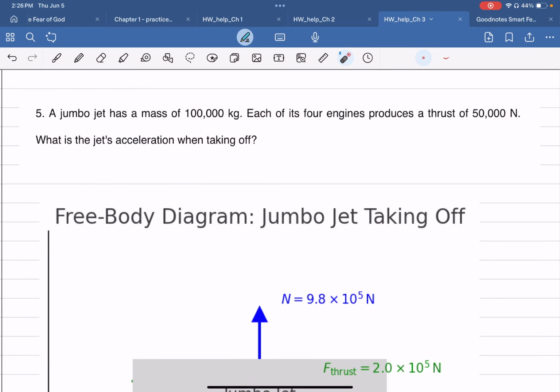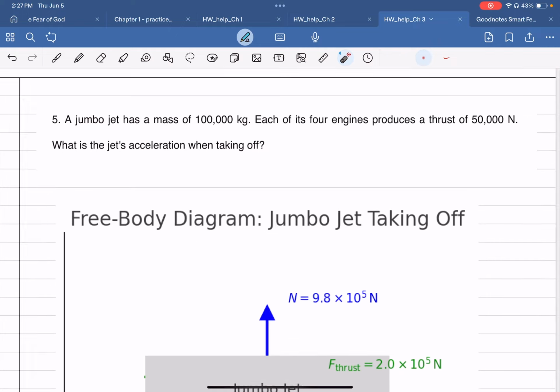Question. A jumbo jet has a mass of 100,000 kilograms. Each of its 4 engines produces a thrust of 50,000 newtons. You've got to be careful there. It has 4 engines, and each one produces 50,000 newtons. Now, thrust means force. That's another word, thrust, force. And you're asked to find the acceleration of the jet when it's taking off.